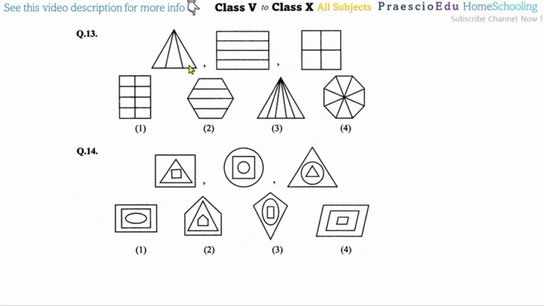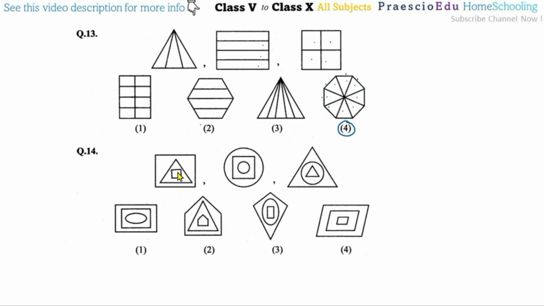Question number 13. Here the triangle creates 3 parts, the rectangle means 4 sides so 4 parts are created, and the square means 4 sides or 4 lines so 4 parts are created. Like this, here 1, 2, 3, 4, 5, 6, 7 and 8 lines outside, so 8 parts are created. Here the 3 lines mean the triangular shape, but with more parts inside, and here also. So option number 4 is perfectly matching with this group.